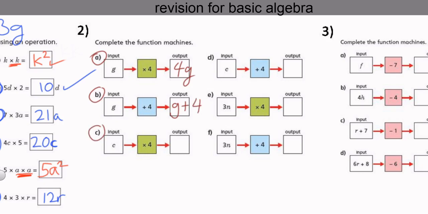Question C. c times 4, 4c. So why haven't I put the times symbol? Remember, whenever there's a times symbol, it disappears. Question D over here. c plus 4 is just c plus 4. Question E. Careful now, we've got a times symbol, so that will disappear. So we have 3n times 4. 3 times 4 is 12. And don't forget the letter n. See that? 3n times 4, 12n. Last question. 3n plus 4 is just 3n plus 4.